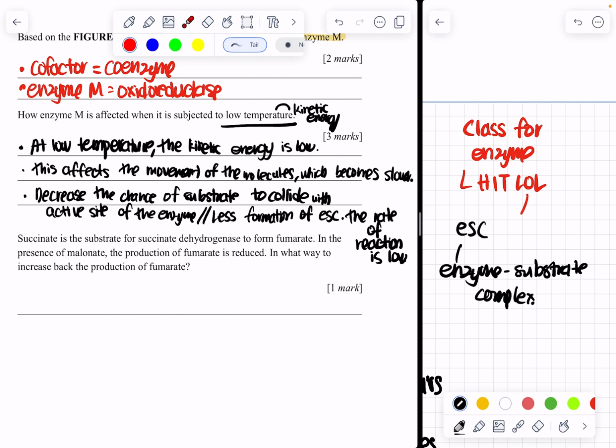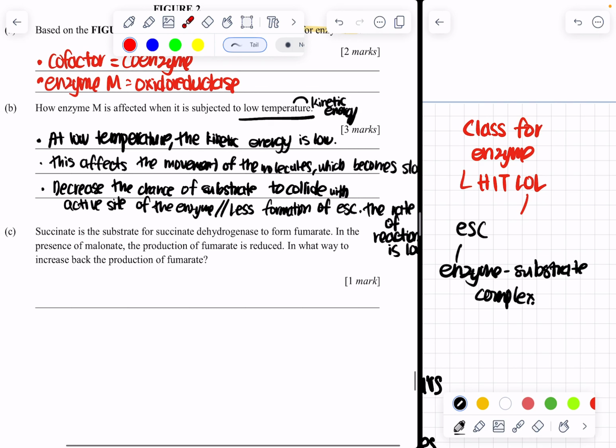I kind of realized that you guys tend to write down only the final outcome. The rate of reaction is low. Then you only get 1 mark. You don't know how to dissect the question. So what you have to do is ask, okay, why is the rate of reaction low? Then go back, reverse engineer, then you get these answers. Okay? So this one is for B, 3 marks.